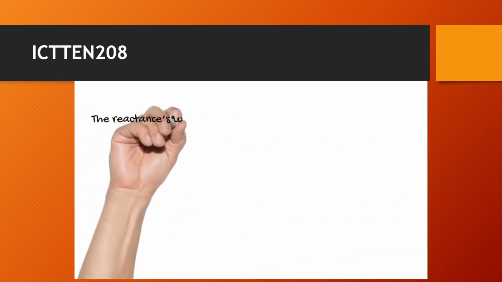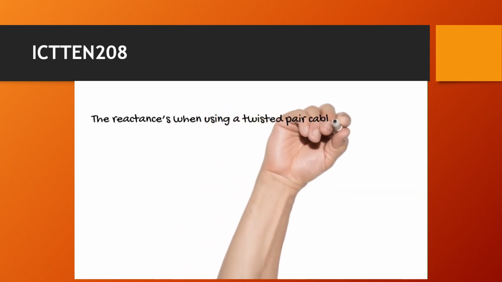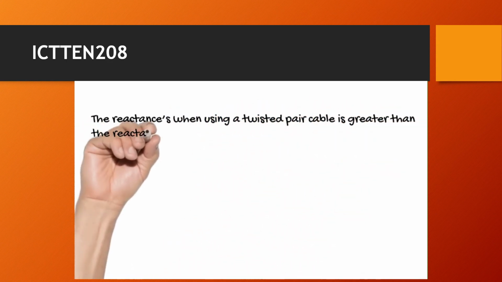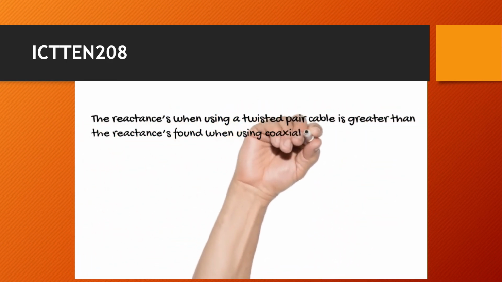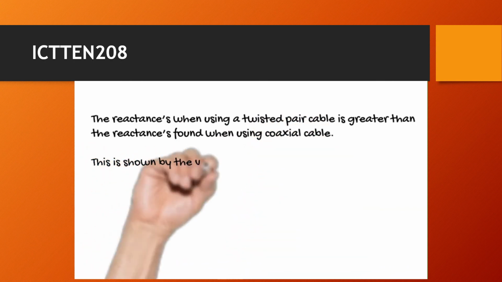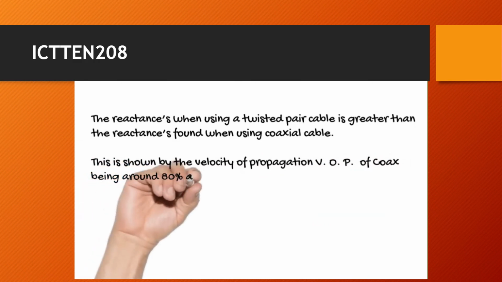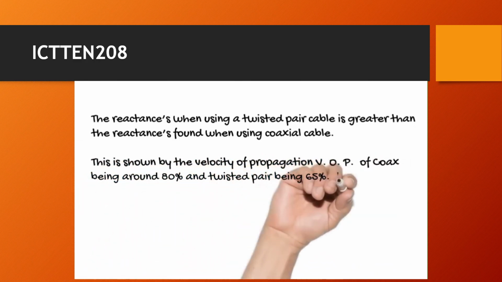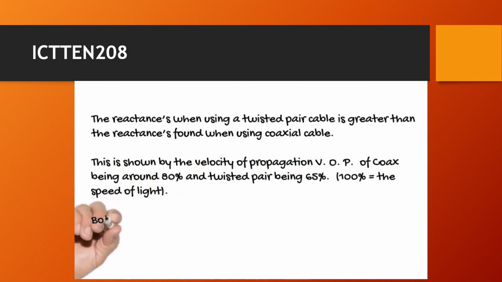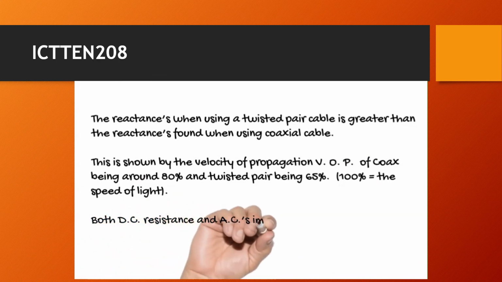The reactance when using a twisted pair cable is greater than the reactance found when using coaxial cable. This is shown by the velocity of propagation, VOP, of coax being around 80% and twisted pair being 65%. 100% equals the speed of light. Both DC resistance and AC impedance are measured in ohms.